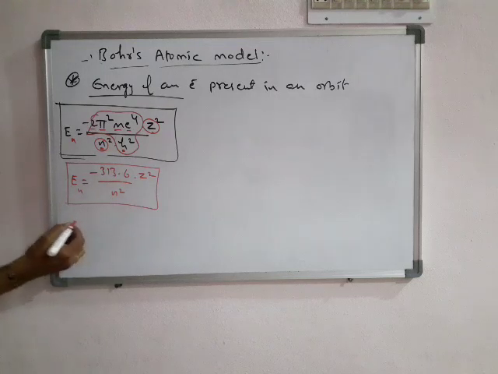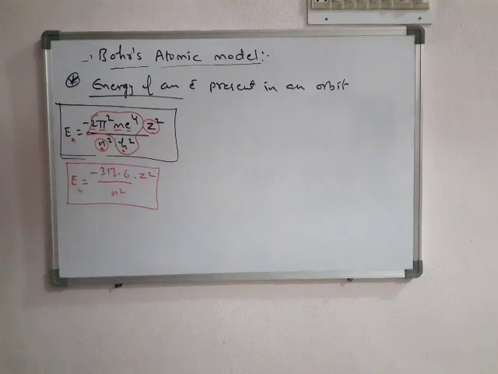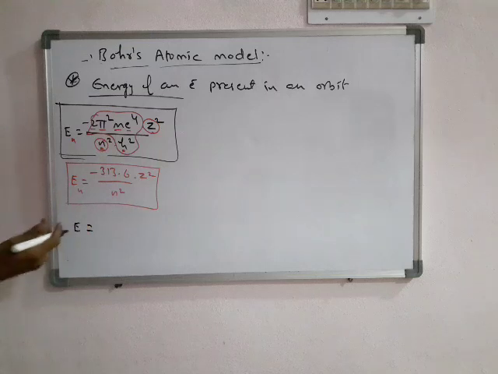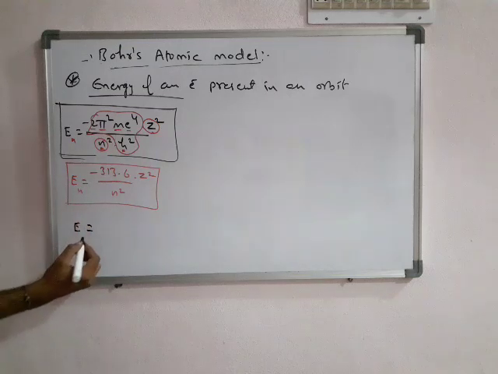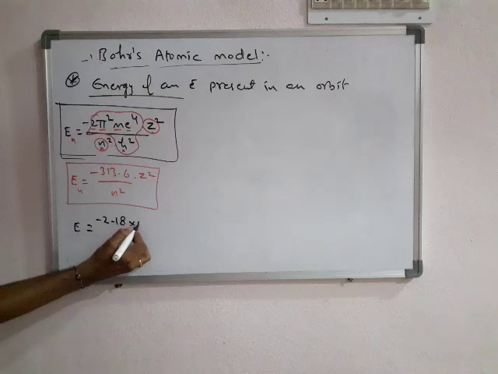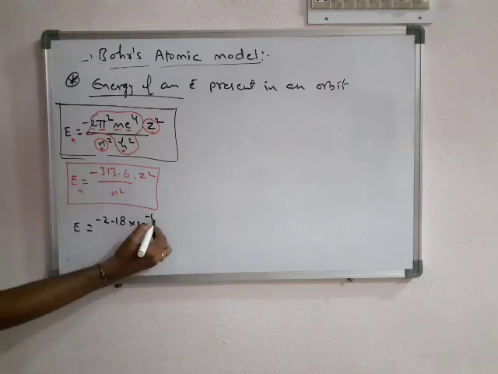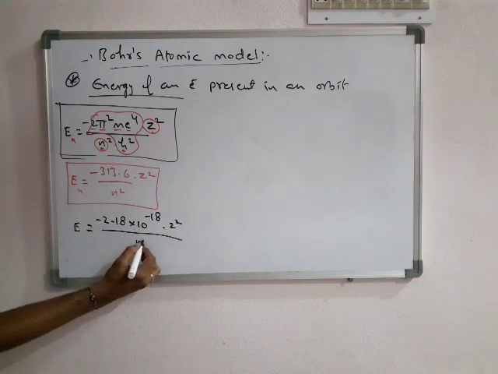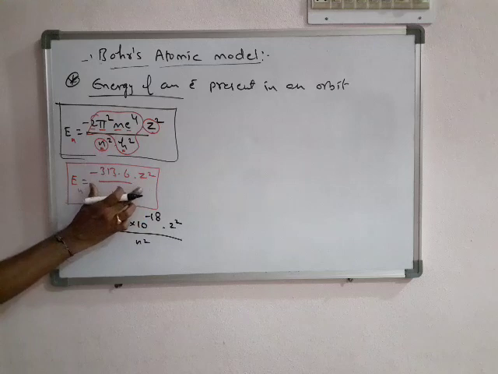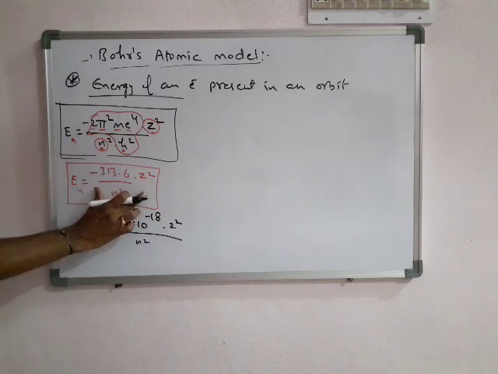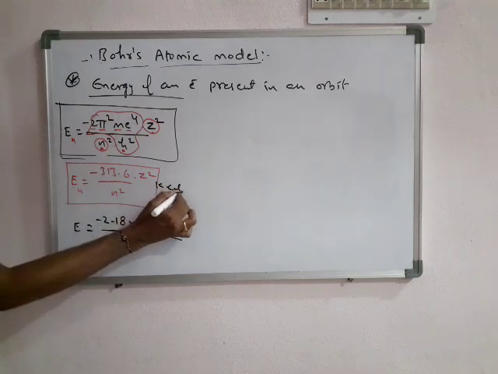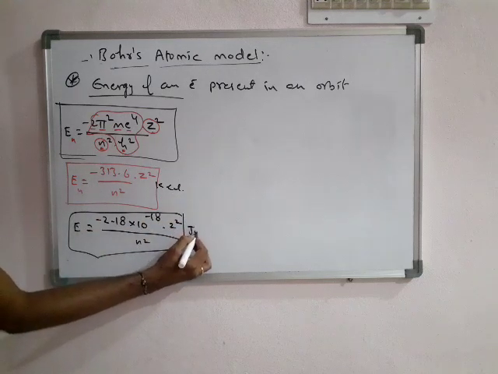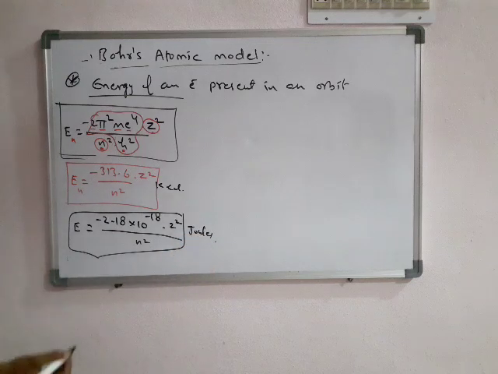It is also given in terms of other units. For example, the energy in terms of joules is equal to minus 2.18 into 10 to the power of minus 18 into z square by n square. Actually, the earlier value is obtained by taking the energy in kilocalories, and this value is obtained by taking the units of energy in joules.